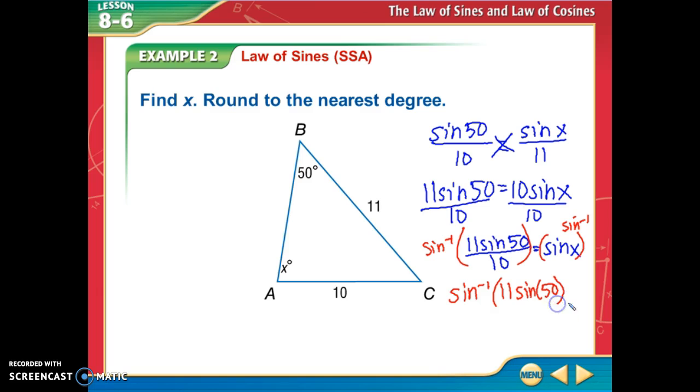Okay, close that parentheses, then do your divided by 10. Again, the last one doesn't matter because it's the end of our equation, but this parentheses around the 50 is very important. When you plug all of that in, you should get 57.42. So we'll say 57 degrees to the nearest degree.